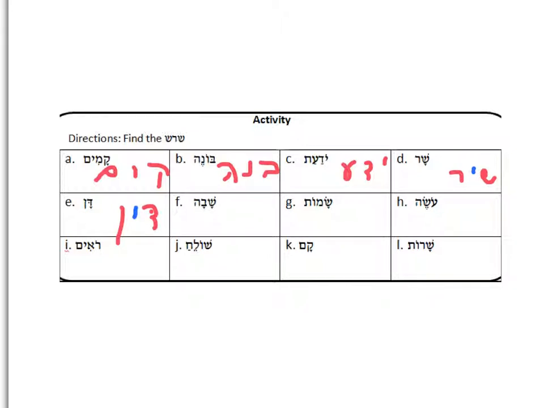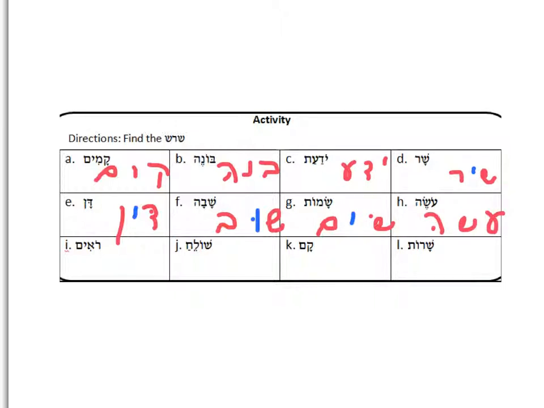How about shava? Based on the pattern we've been describing of ayin vav, ayin yud, I have shin, vet, and in the middle I have my vav, shuv. That would be feminine singular, something about return. How about samot? I have a sin, and I have a mem. What goes in the middle? I have a yud in the middle for sim. How about oseh? I have everything there: ayin, sin, hey. No problem.